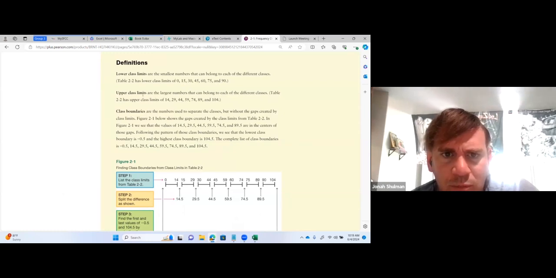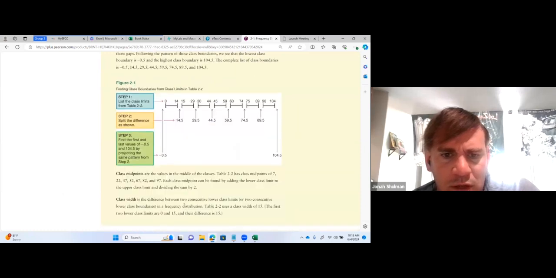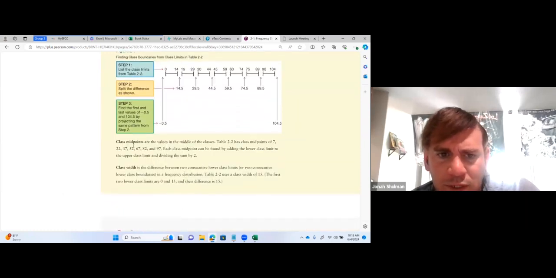Okay, so the upper limit is the highest part of that value. The lower limit is the smallest part of that value. That's cool. And we're just figuring out the range in between. These are the boundaries between them. I like that. The midpoint is the middle, and the width is how big they are.